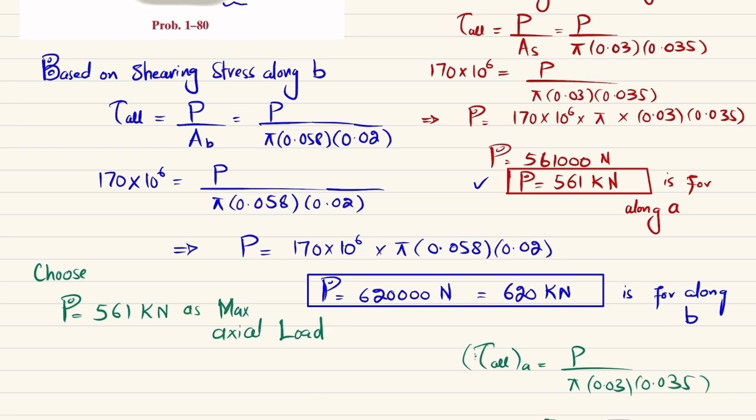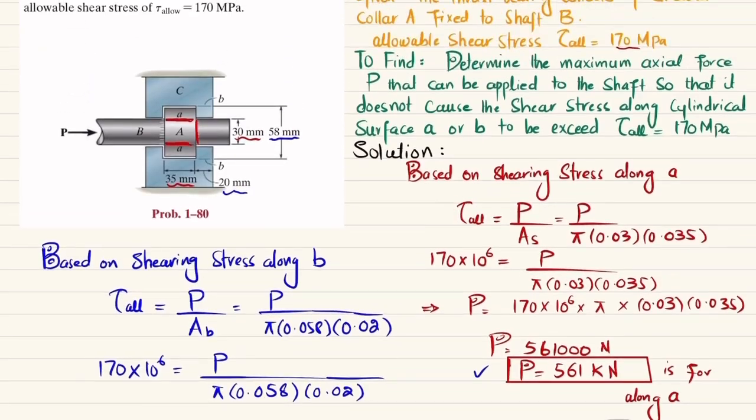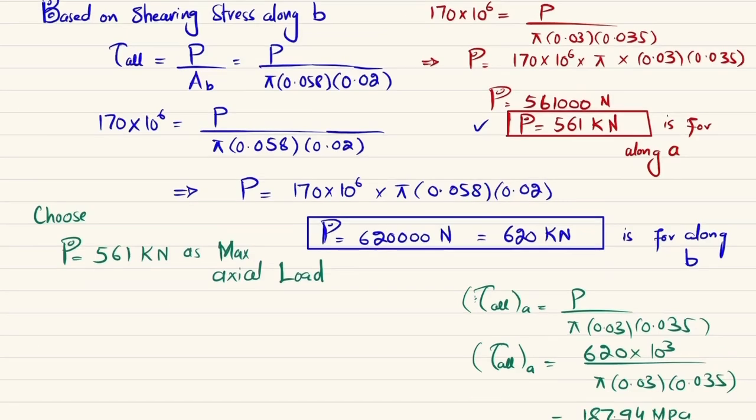So you can see that P is 620 kilonewton into 10 to the power 3 divided by pi into 0.03 into 0.035. So you will get allowable at A will be equal to 187.94 megapascal. And you can see we have been given that allowable shearing stress is 170 megapascal. So it will cause the failure.